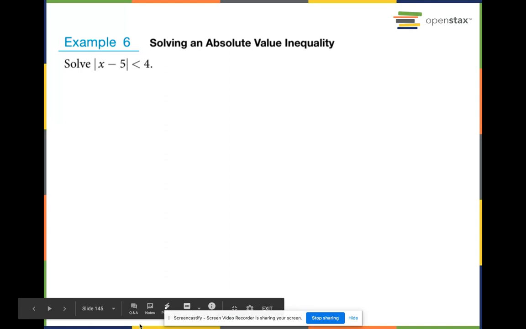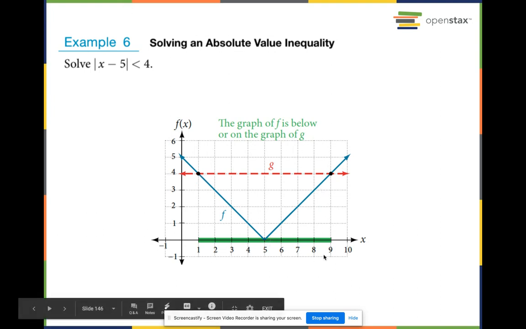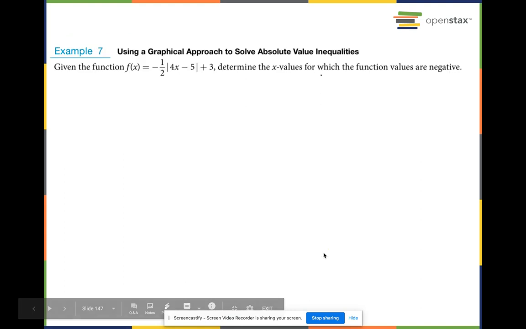All right, so let's look at a graph. This is actually the original graph that I showed you, right? The interval that we had was from 1 to 9, and this was the equation that we just solved, the absolute value of x minus 5. So it was less than 4 on the interval from 1 to 9. Okay, let's do one more that's a little bit more complicated.